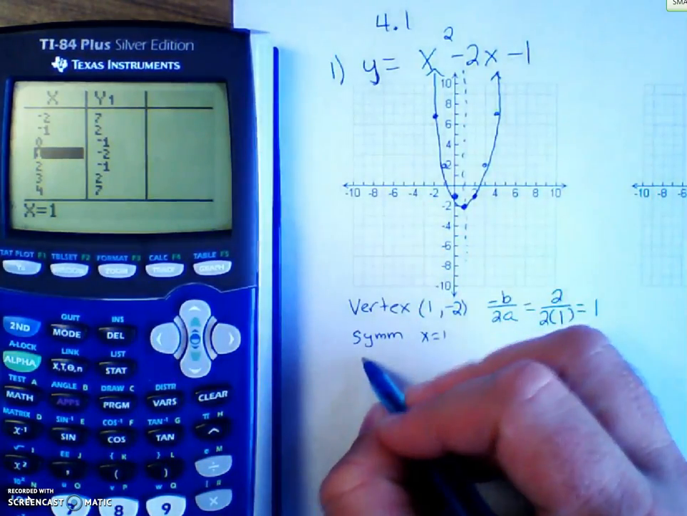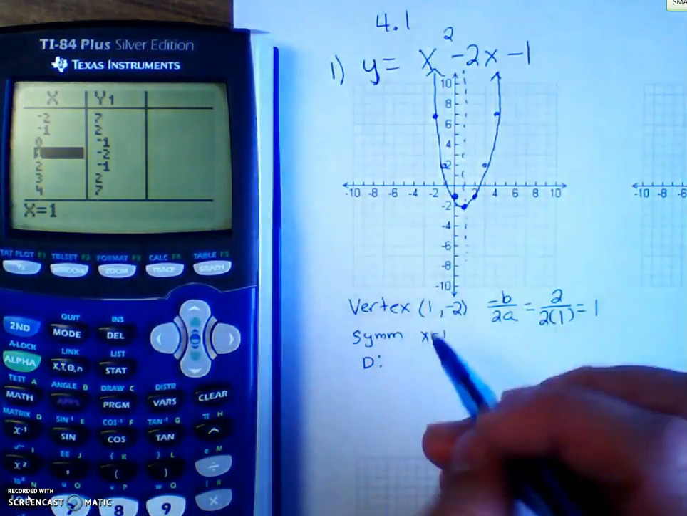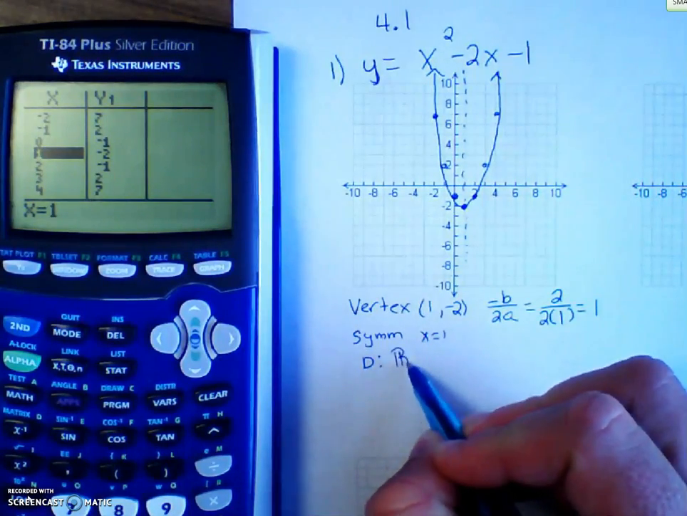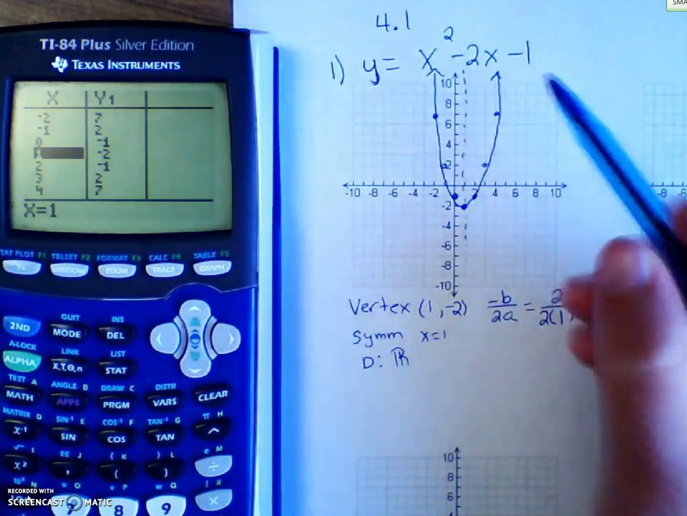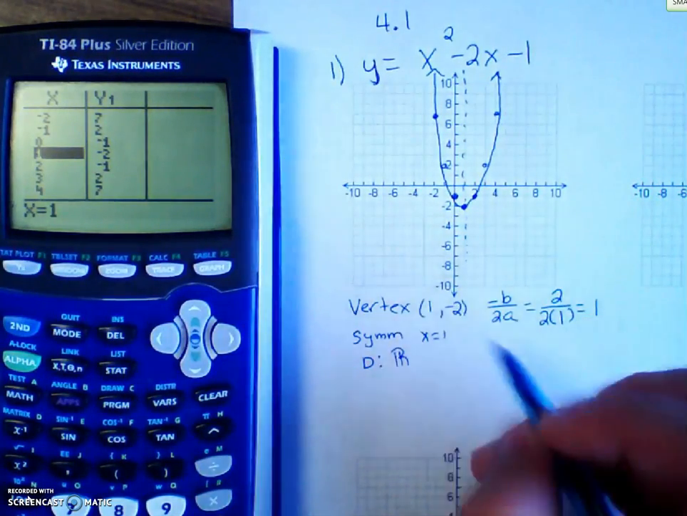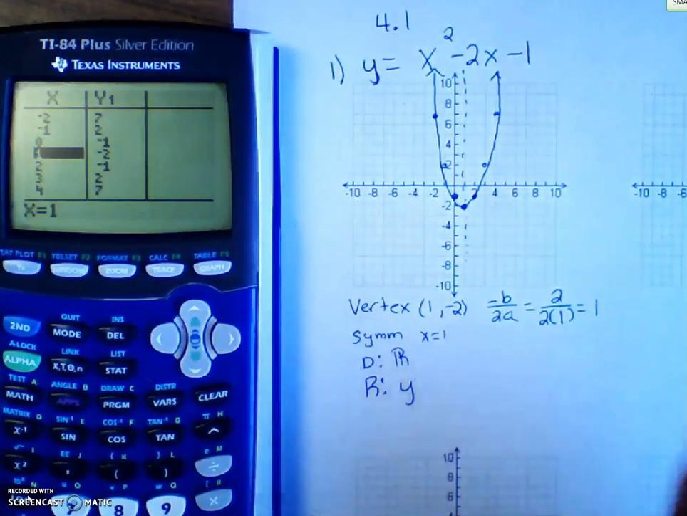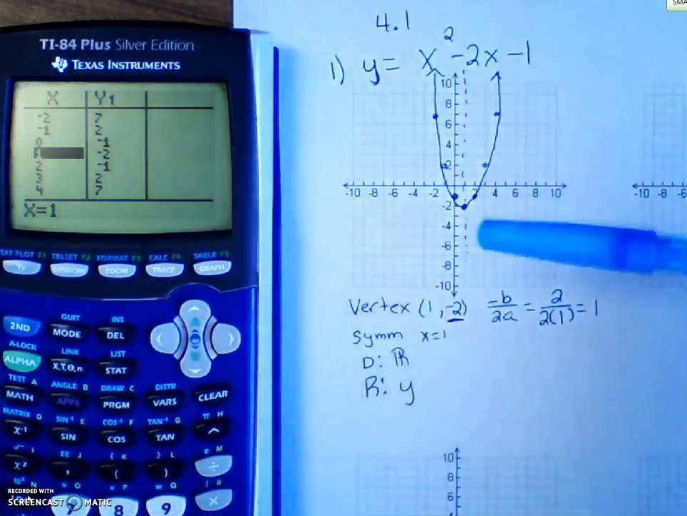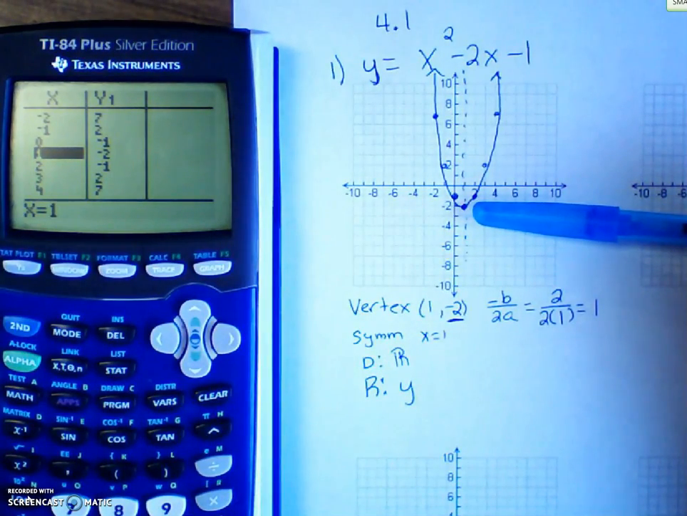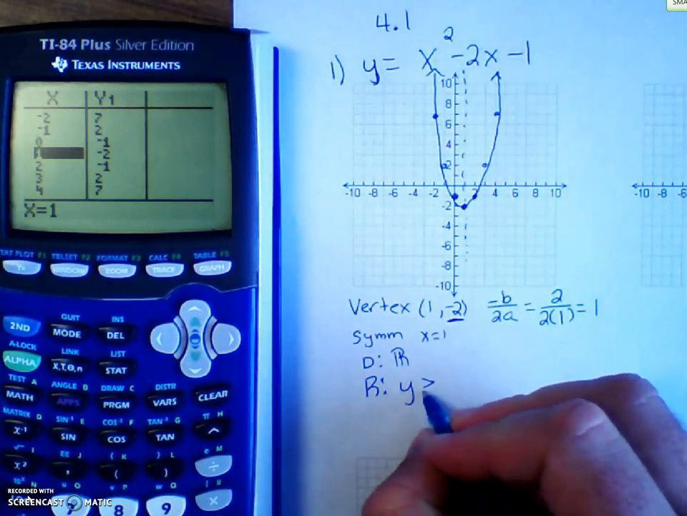And then your domain and range are also important. Your domain for all quadratics is always all real. There is no restriction as to what x can be. It goes to the left forever, it goes to the right forever. So that's always all real. Your range, though, is based upon the y value of your vertex, which is negative 2. And since that is the lowest point that this graph ever goes, it is all y values greater than or equal to that negative 2.